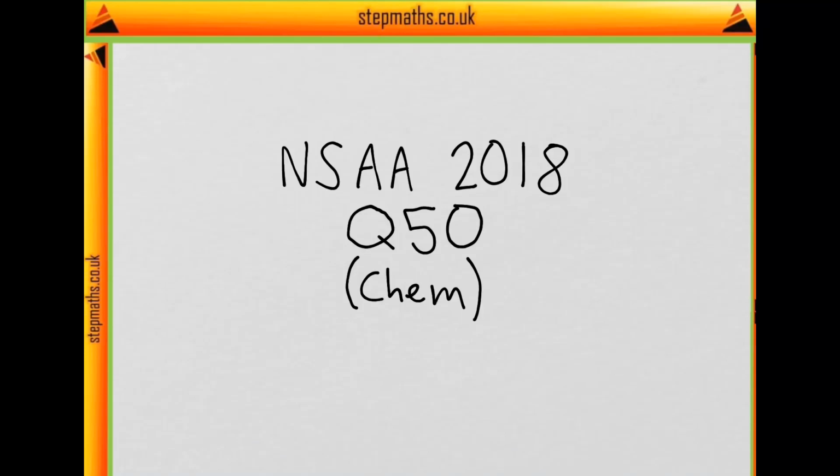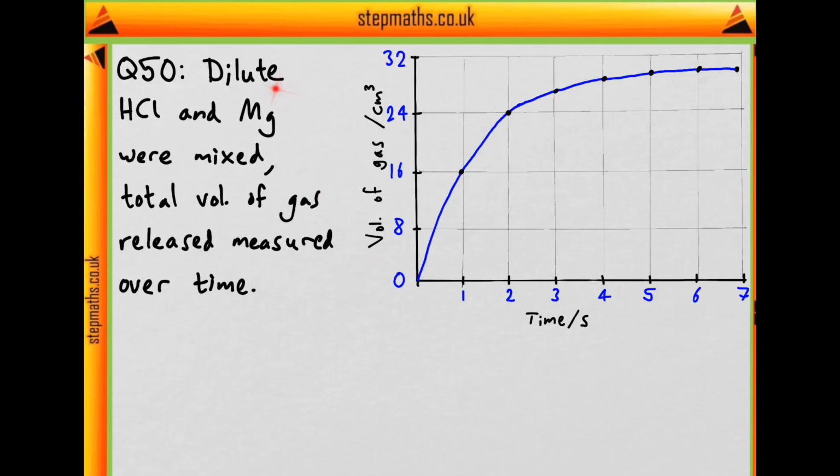This is question 50 on chemistry from the 2018 NSAA. So we're told that some dilute hydrochloric acid and some magnesium were mixed and that the total volume of gas released was measured over time. And that's what's displayed in this graph, with the volume of gas in centimetres cubed against the time in seconds.